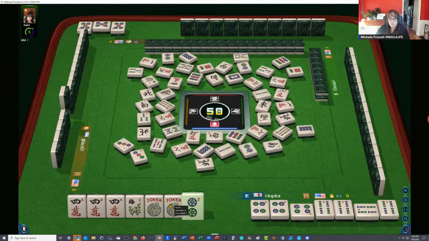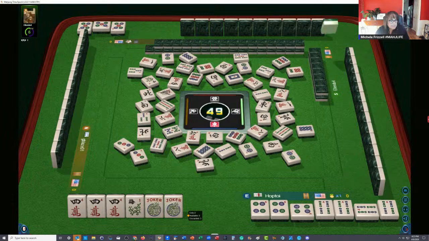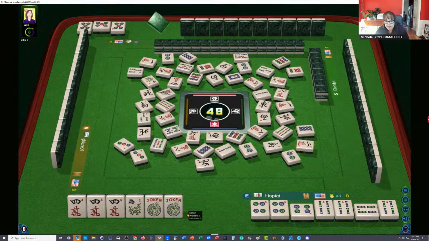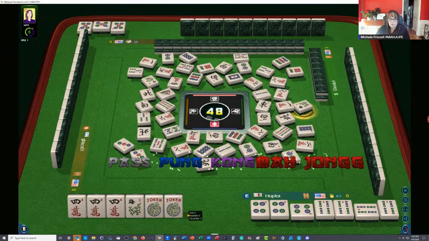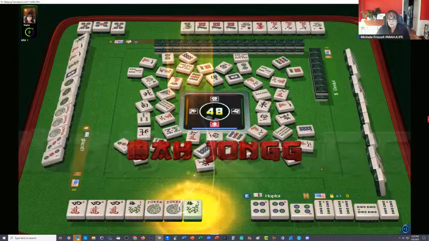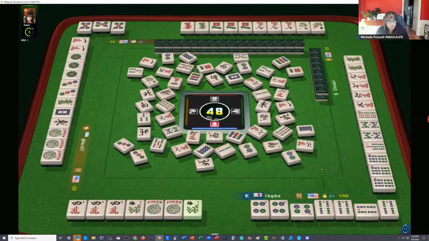2 dots. Push to win. 2 dots. 2 characters. I call that shape of the hand a trip hand because it's got an interrupted pattern. Oh, here's our win. Mahjong. Mahjong.